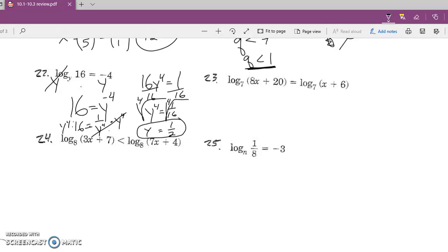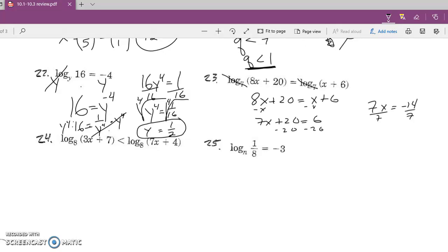Okay, now the next problem, when there's a log on both sides and they both have the same base, you can literally just scratch them out because both sides are identical except for what's in the parentheses. So basically, if what's in the parentheses turns out to be equal, then the whole equation would be equal. So I would just do this. And then you subtract x. So you get 7x plus 20 equals 6. You would subtract 20. You would get 7x equals negative 14, and then you divide by 7, and you get negative 2.